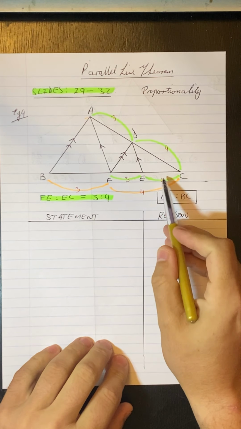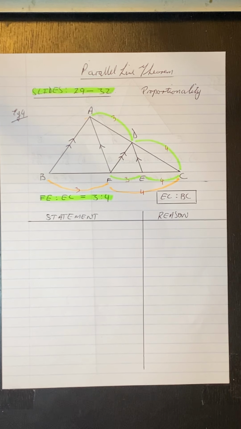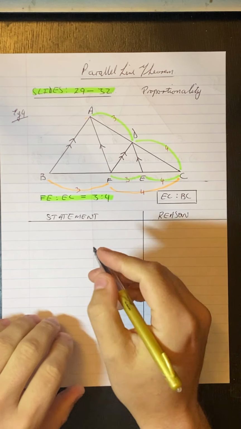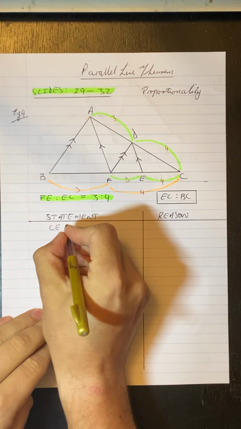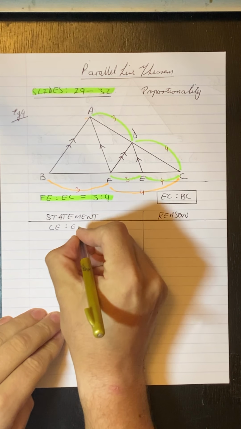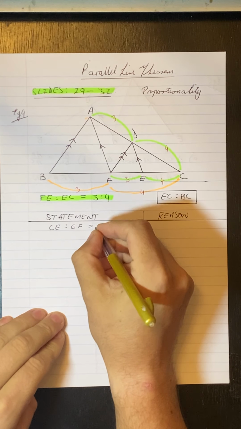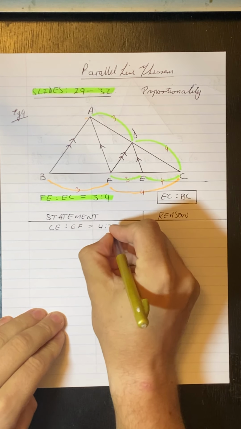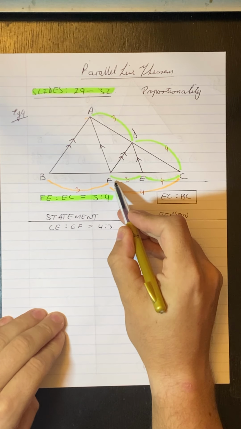These are not lengths. So you can't say, oh, but this says it's 7 and then that says it's 4. It doesn't work like that. These are proportions. Okay, so let me start writing some of these things that I've just written there, and then we can start moving on to this. So first of all, what we're going to say is that CE to EF is equal to 4 to 3. So CE to EF is 4 to 3.